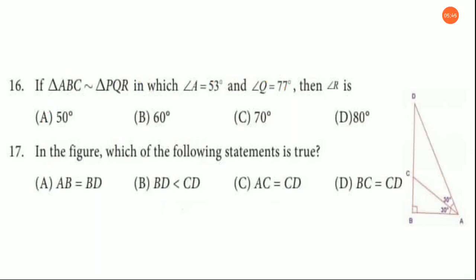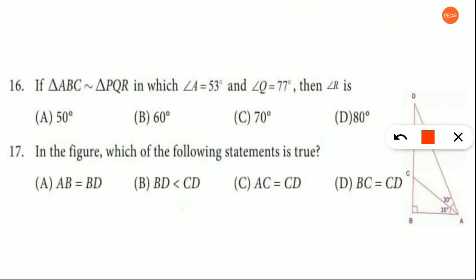Now look at the 17th one. In the figure, which of the following statement is true? You are going to look at this diagram and tell me which one is true. AB is equal to BD. AB is here and BD is this line. Are these two lines equal? No. So this one is not the answer. Next, BD is lesser than CD. Line BD is this one. And where is line CD? It is here. Is this line smaller? No. So the second option is also not satisfied.